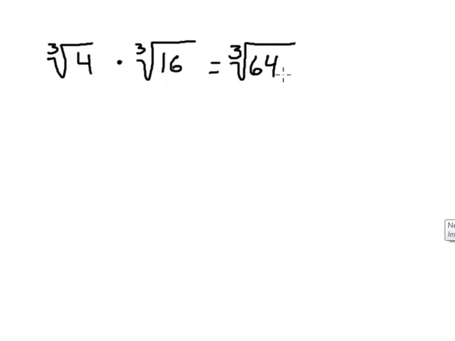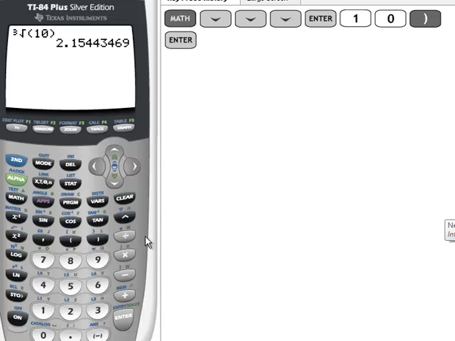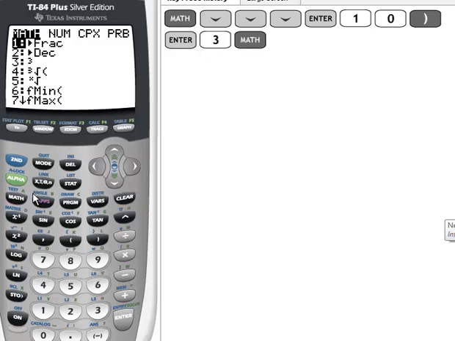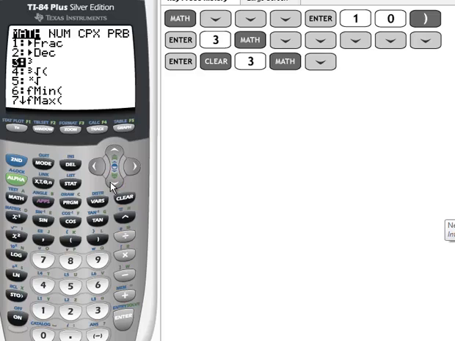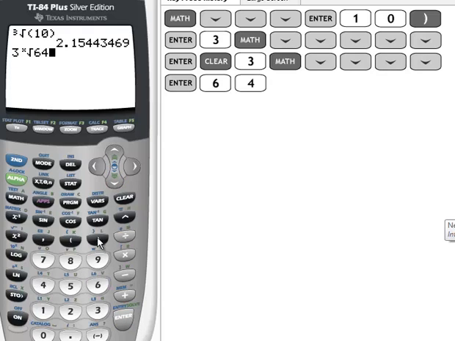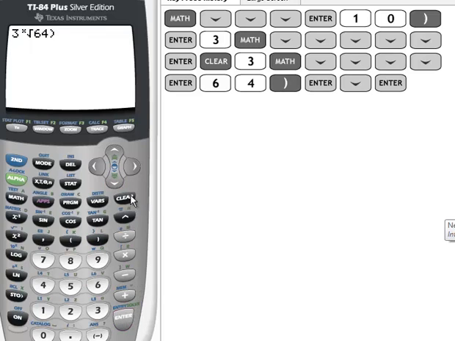And then I can ask myself if I know the third root of 64, and I do, but in case I want some help with it, there's several ways you can do this on the calculator. You can take the third root by pressing 3, and then math, and then the xth root, 64, and no parentheses, and that gives me 4.